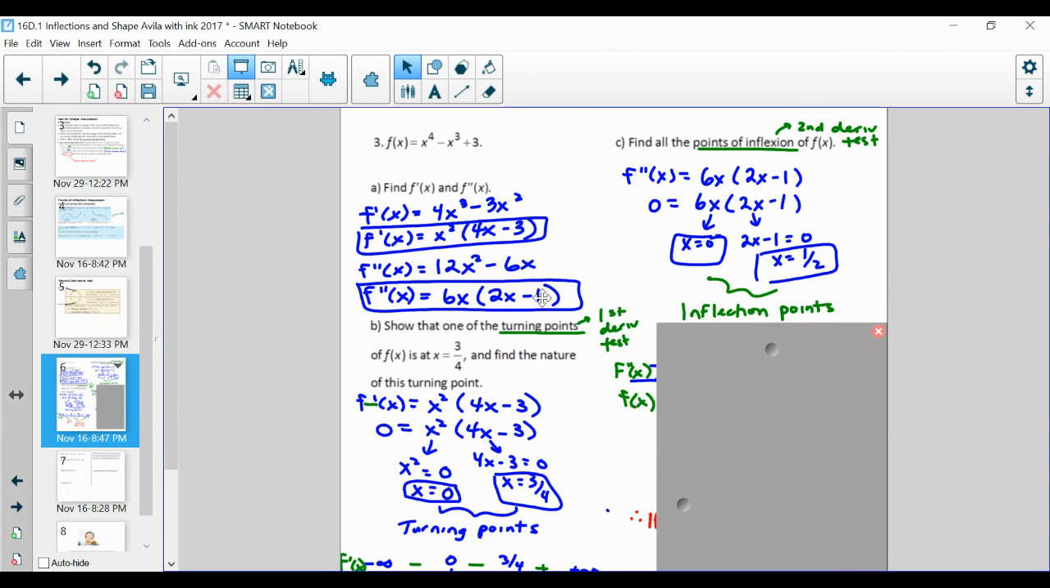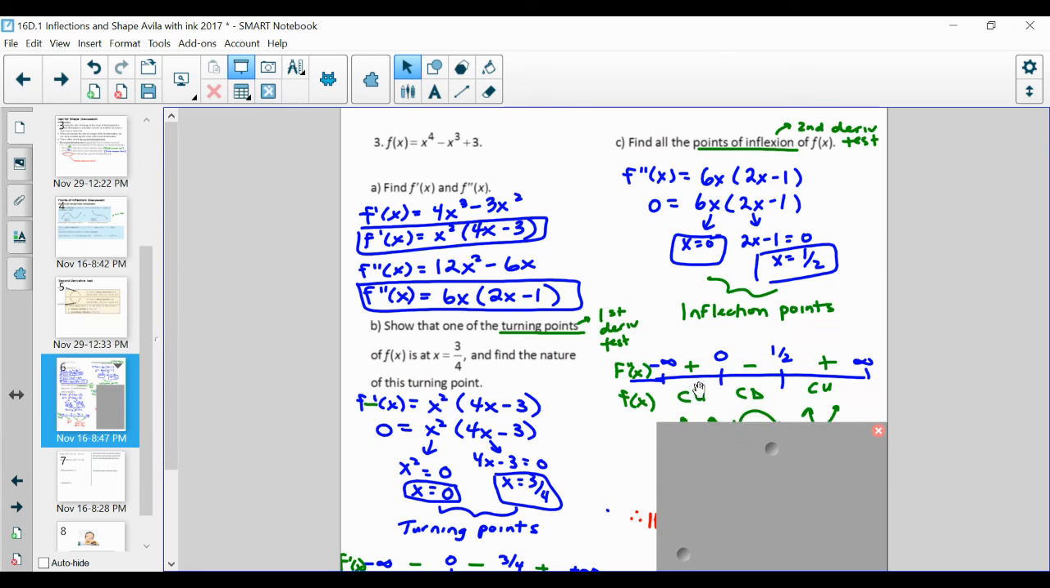So here's my second derivative. I factored it, set it equal to 0. I found my 2 points that are potential inflection points. And I set up my same sign diagram, except now I'm going to be finding the values of the second derivative. The second derivative is positive between negative infinity and 0, which suggests that my function is concave up. Between 0 and positive 1/2, my second derivative would be negative.